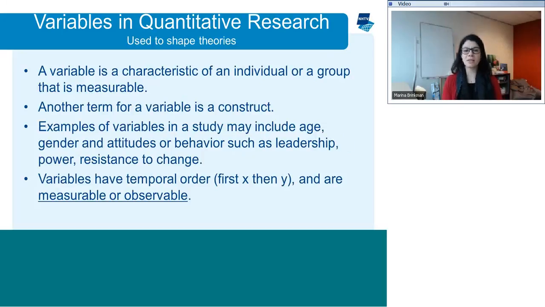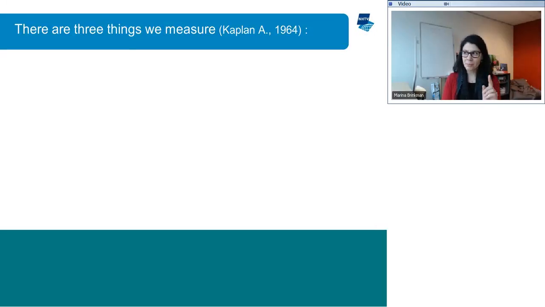This is something that I discussed last time. So what are variables? Variables, again, are characteristics of individuals and groups which are measurable and observable. A question immediately related to this is, but what are the things that we can actually measure? And I think Kaplan offers a quite handy distinction between what we can measure.